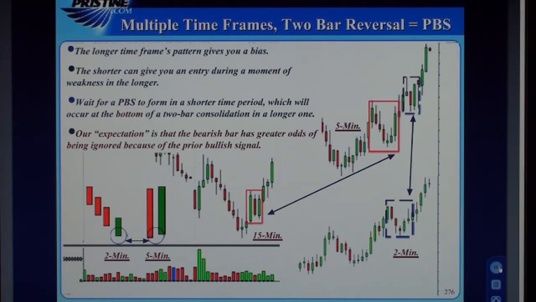Right? So once we have a bias from a longer time frame, and saying prices should go higher, we can then drop down to a smaller time frame, and within those corrective bars, within the higher time frame, momentum will slow down and we're looking for that transition or buy setup in a smaller time frame. But this is a way of getting on board a higher time frame that's moving higher. Our expectation is that the bearish bar has greater odds of being ignored because of the prior bullish signal.